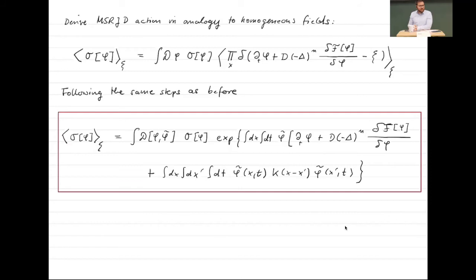So this looks pretty complicated, but it is actually the same as before. We integrate again over the field phi and the response field phi tilde, and then we sum up different contributions to our observable, that's the second term. And then as before we weight that with some exponential that essentially quantifies how far we are away from a realistic realization of the Langevin equation. Here we have exactly the same structure as before.